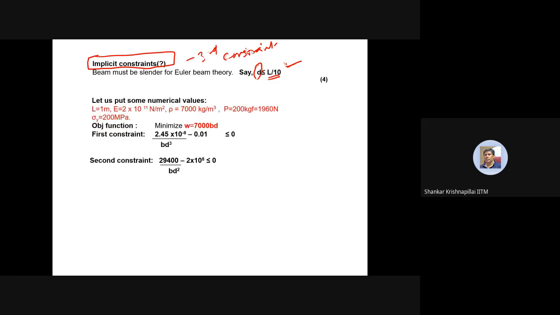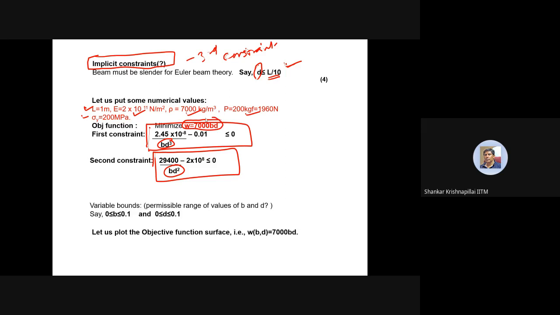Okay, so now let us put some numerical values. So I already told that only B and D are the variables. So all others have some fixed value. So length is 1 meter, Young's modulus of beam is given, density is given, P applied force is given, sigma y yield stress is given. So when you substitute all these values, you will get first constraint equation like this and second constraint equation like this. Okay. So this is objective function.